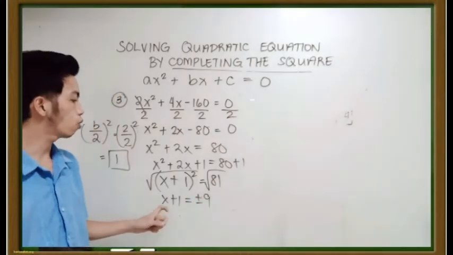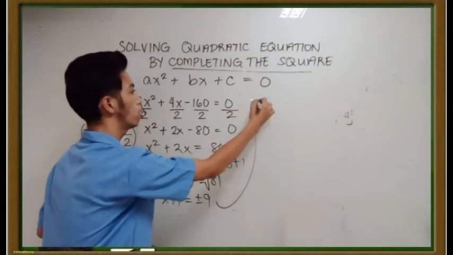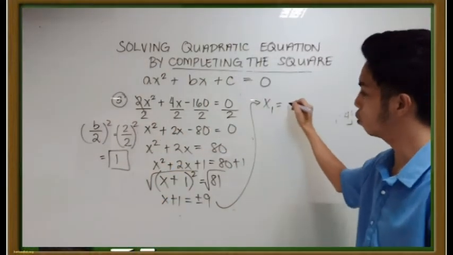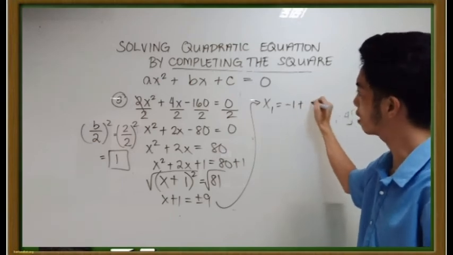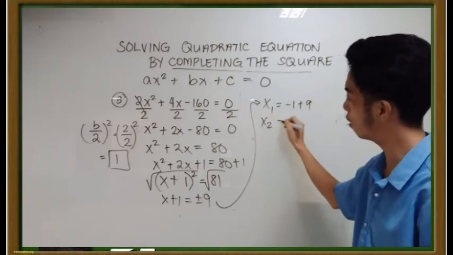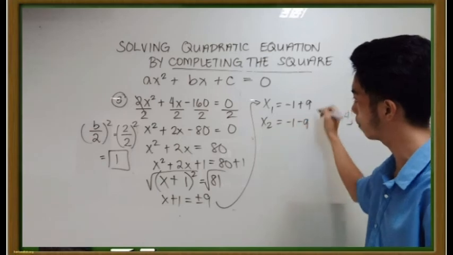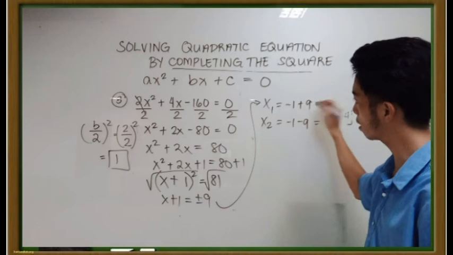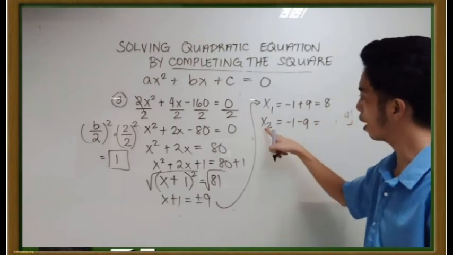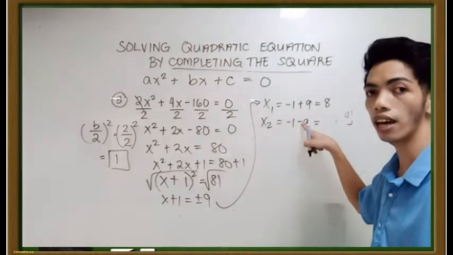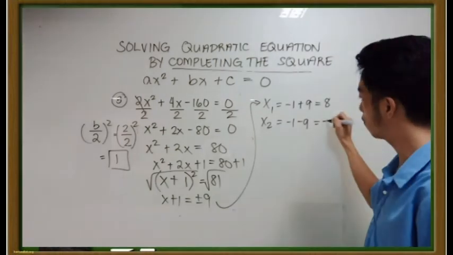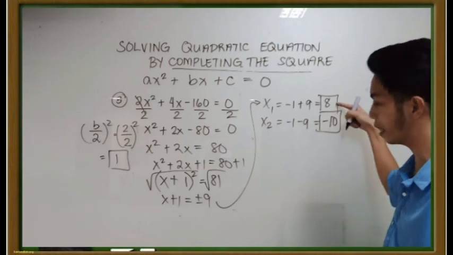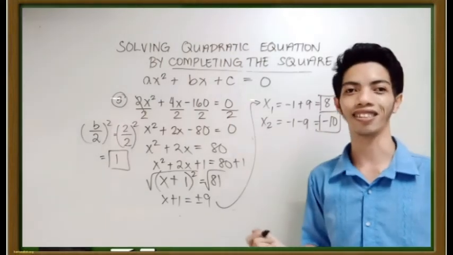Okay, now, so to separate the values, we have x sub 1 is equal to negative 1 plus 9, and x sub 2 will give us negative 1 minus 9. X sub 1 will give us 9 minus 1 or negative 1 plus 9 is 8. And we have x sub 2, negative 1 minus 9 is negative 10. So the values of x or the solutions are 8 and negative 10.